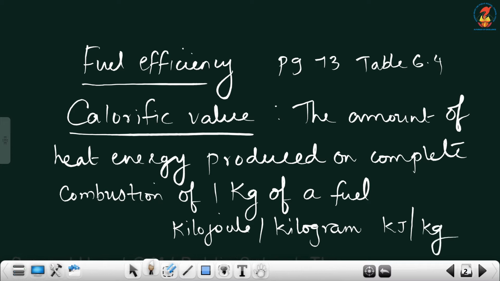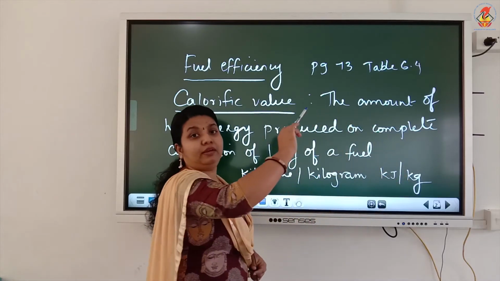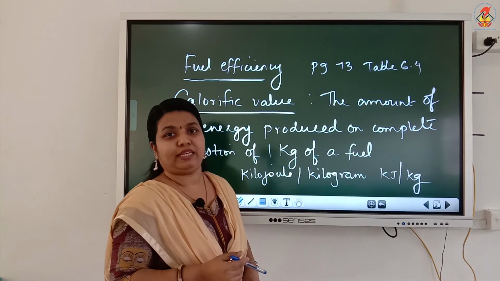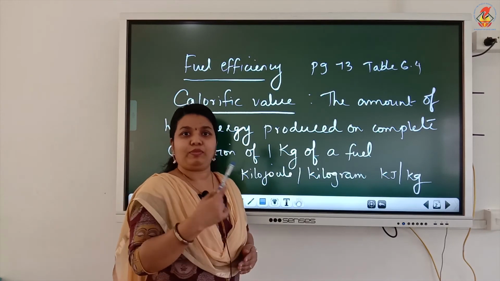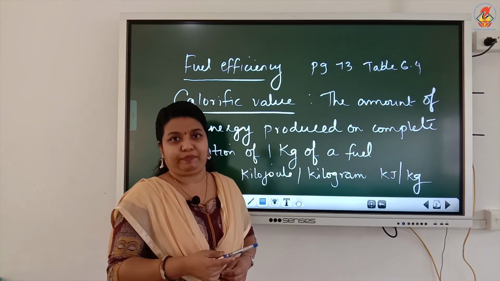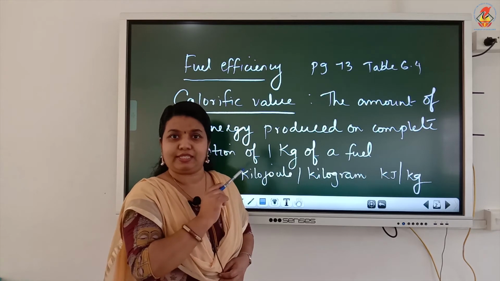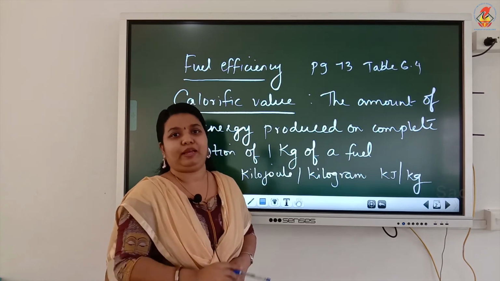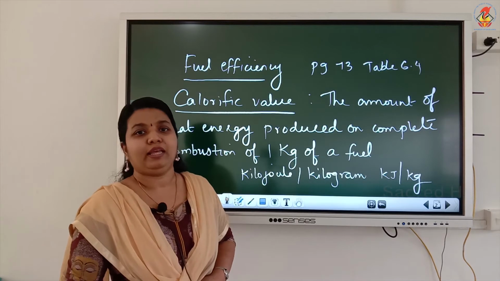Kilojoule per kilogram. This is the unit of calorific value. The unit of heat energy is kilojoule, and the unit of mass is kilogram. How much energy is produced per kilogram? So the unit is kilojoule per kilogram.